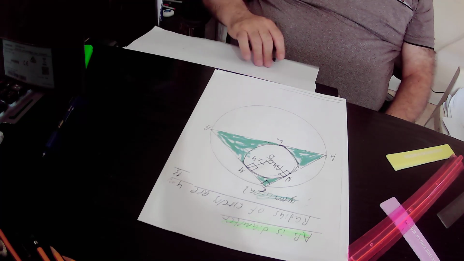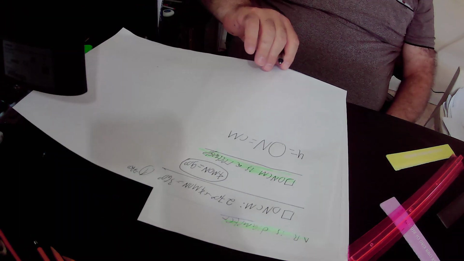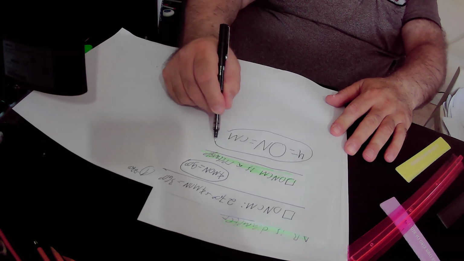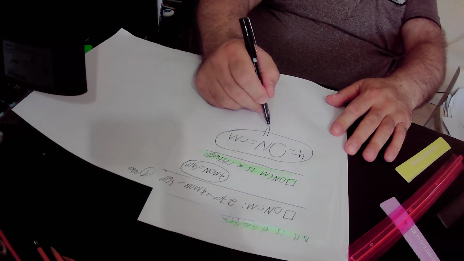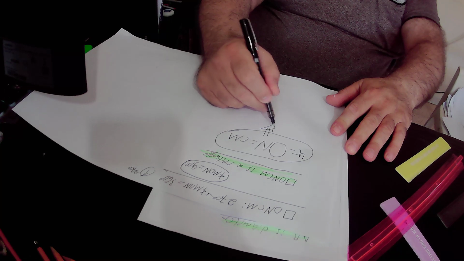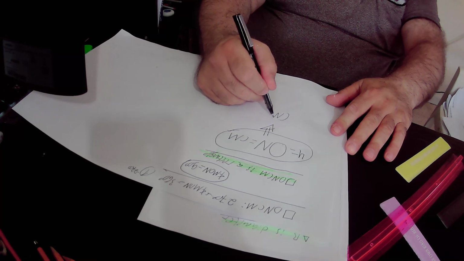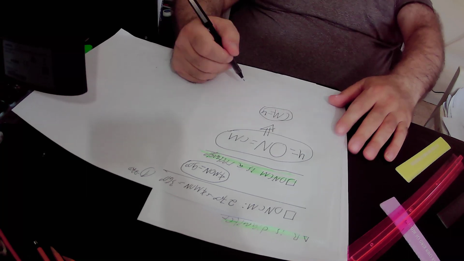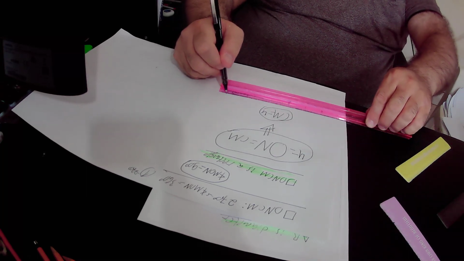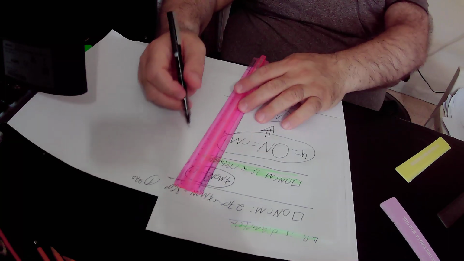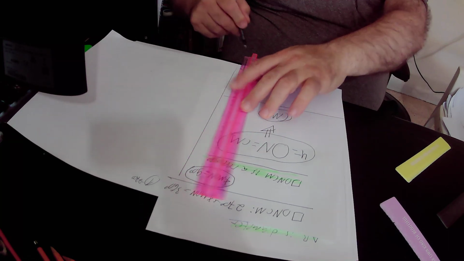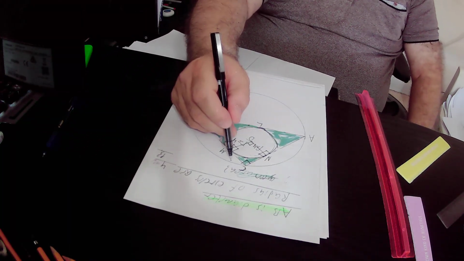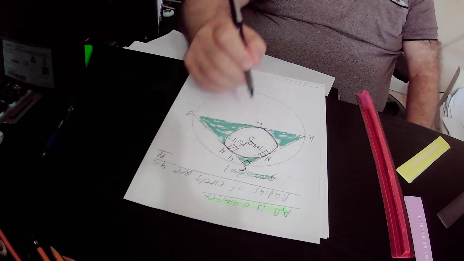So we can write here that ON equals 4 units, and from this equation, 4 equals ON equals CM, we derive that CM is also equal to 4 units. So we can write down here that CM equals 4 units.